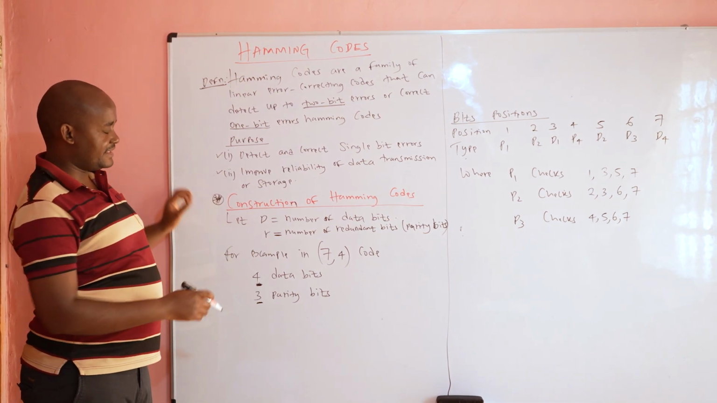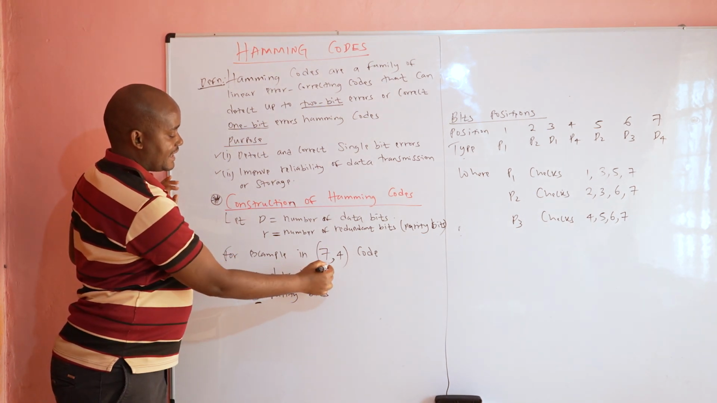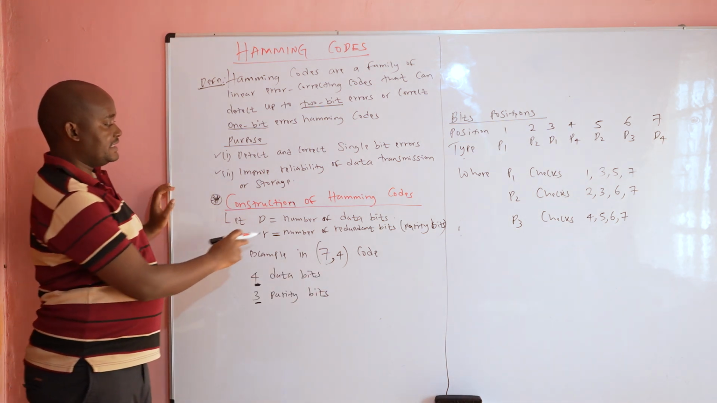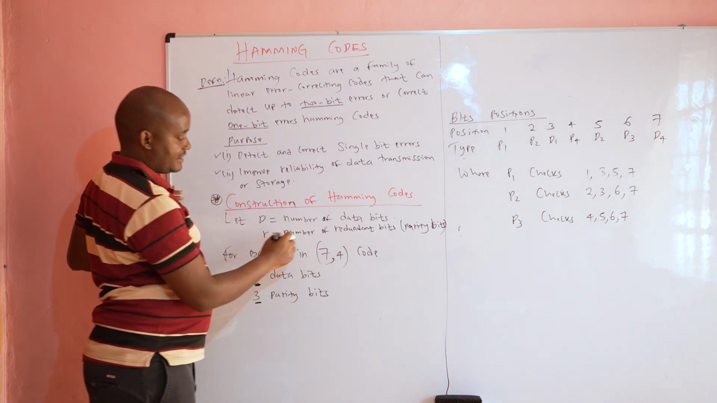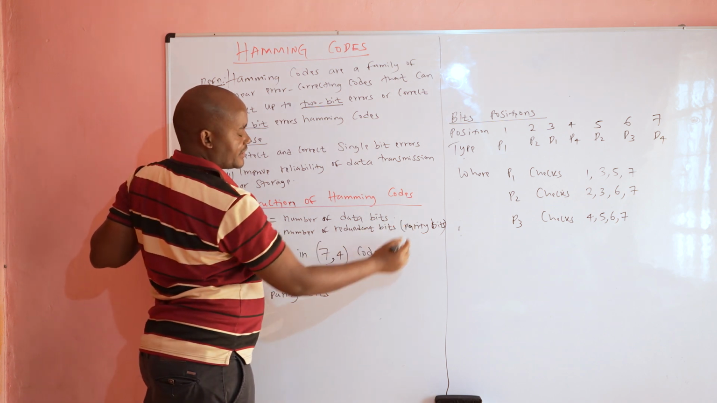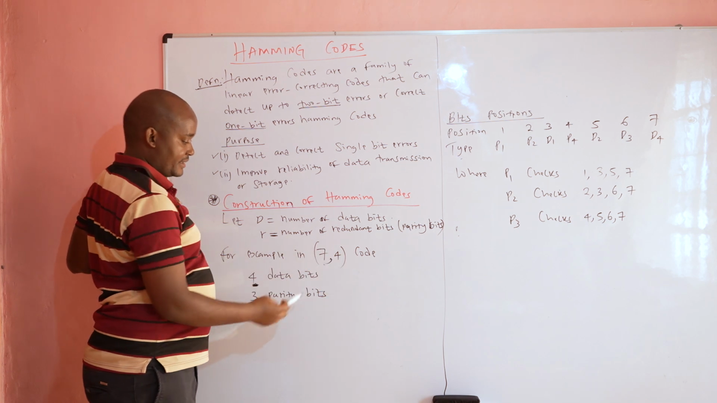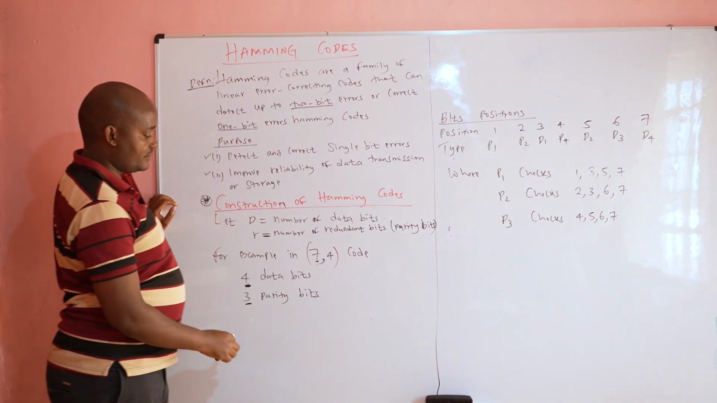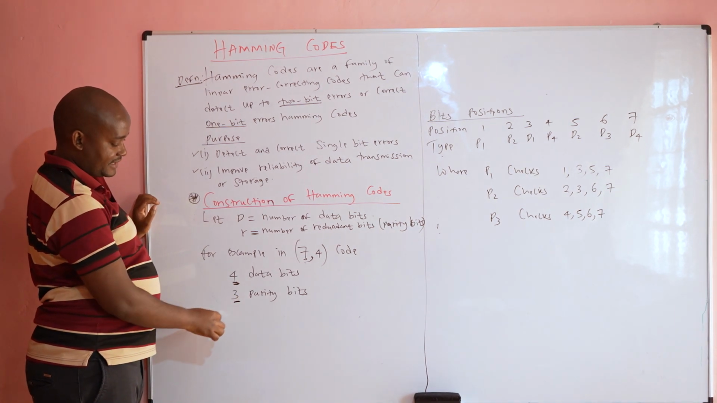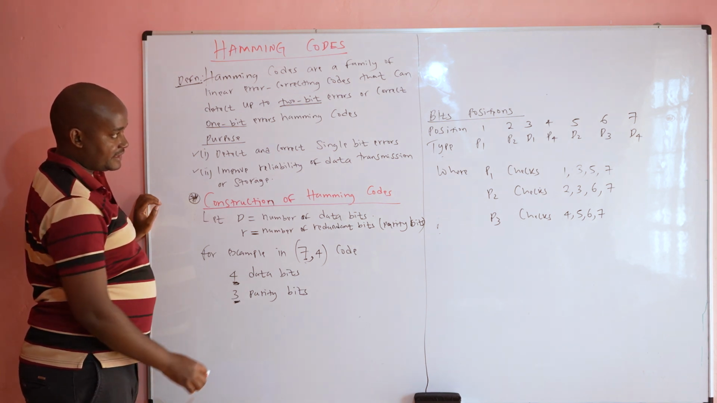So we've been having challenges here and there from the student side, whereby they do not understand how to construct these codes. So let D denote the number of data bits and R denote the number of redundant bits. These are what we call the parity bits. For example, in the 7-4 code, the 7 is split into 2, that is 4 and 3, where 4 will represent the data bits, that is the data itself, and 3 will represent the parity bits.